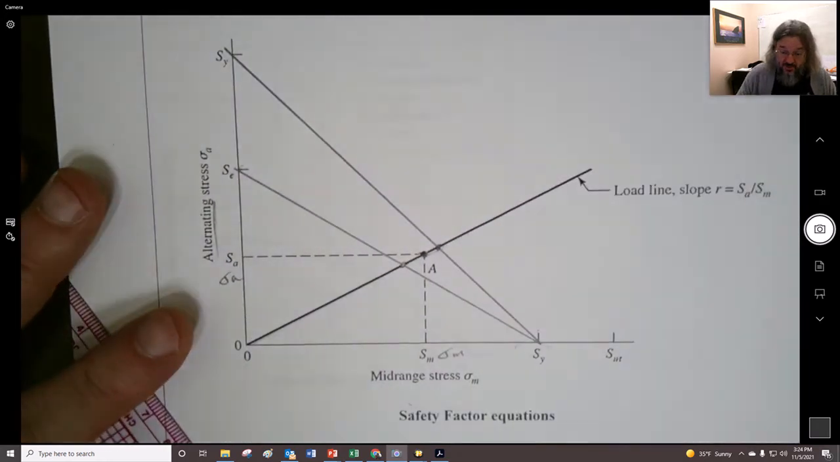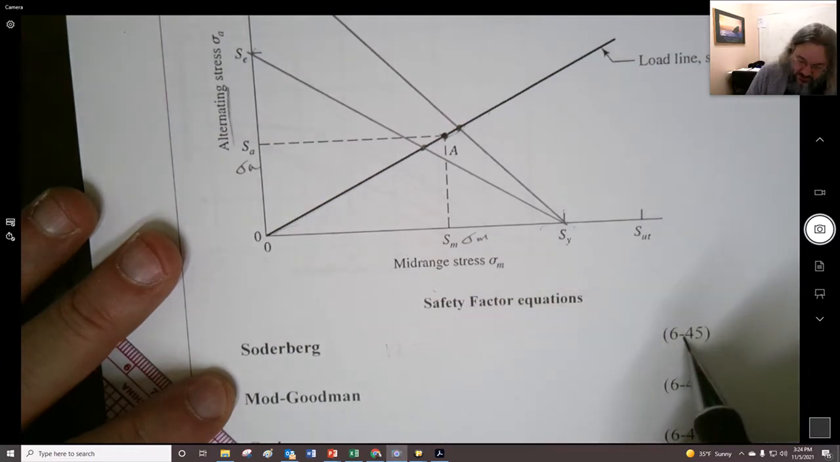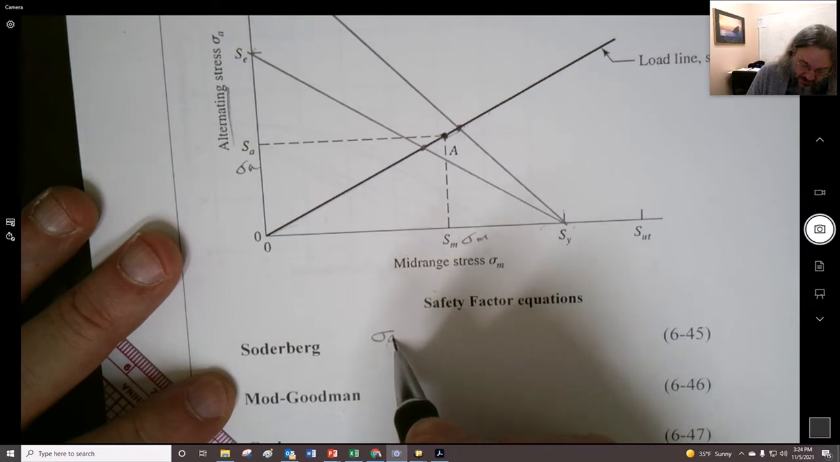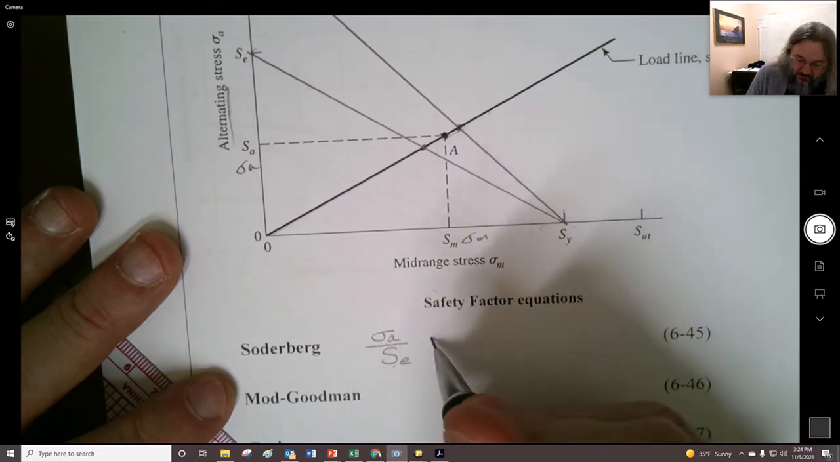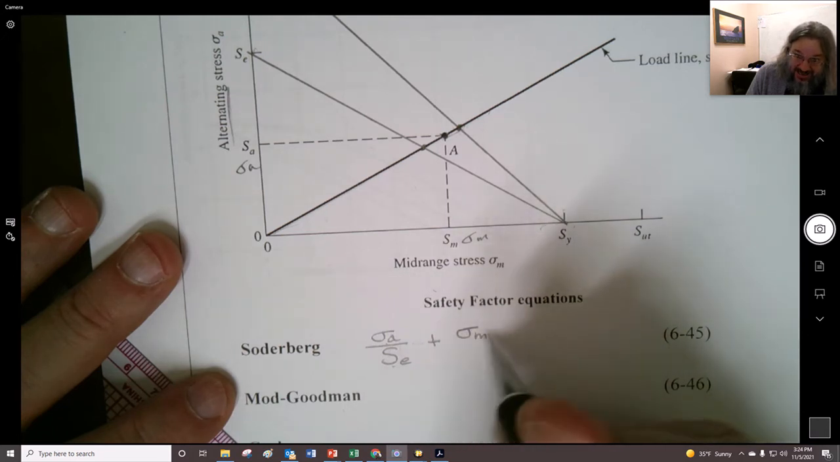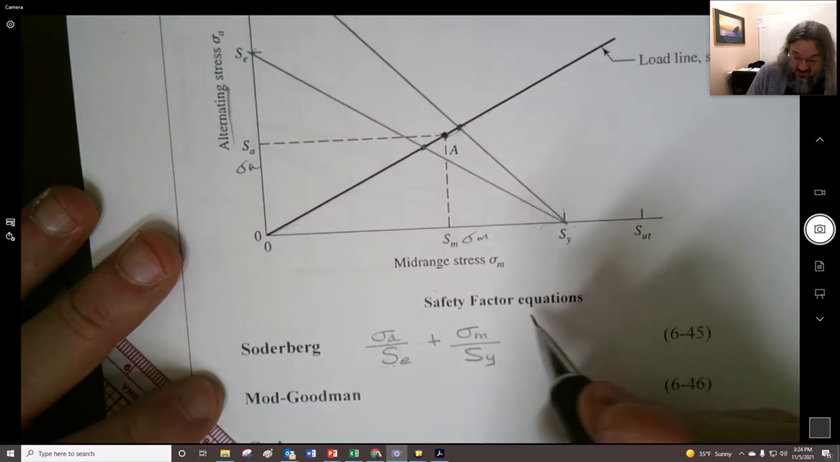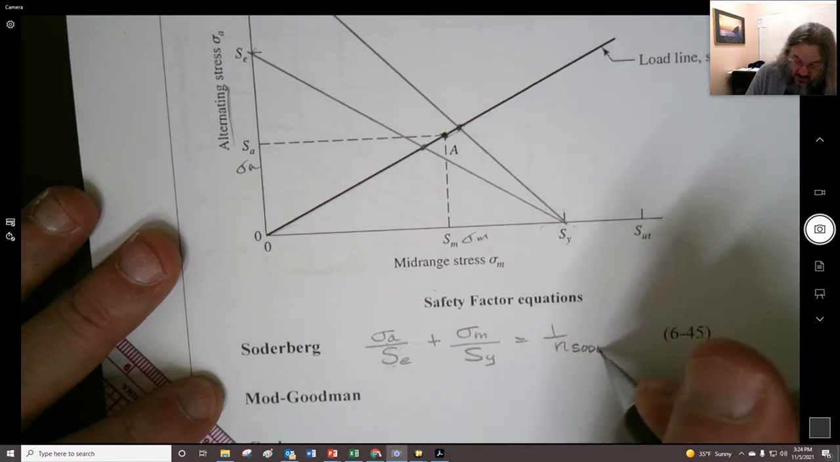All right, let's get that back on there. And for an equation for this, this is equation 6-45. I'm going to write it the same way that they write it, where we're going to take sigma A and divide it by our endurance strength. This is an apples to apples thing, right? This is an alternating stress. This is an alternating strength. Plus mid-range. This is a static, a constant stress divided by yield, which makes sense, right? And that's going to be equal to 1 over, and I like to go Soderberg right here.